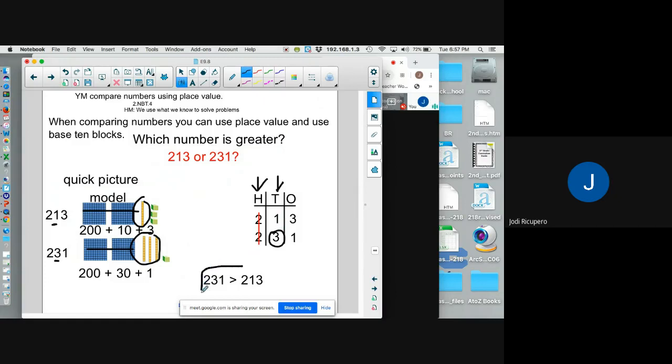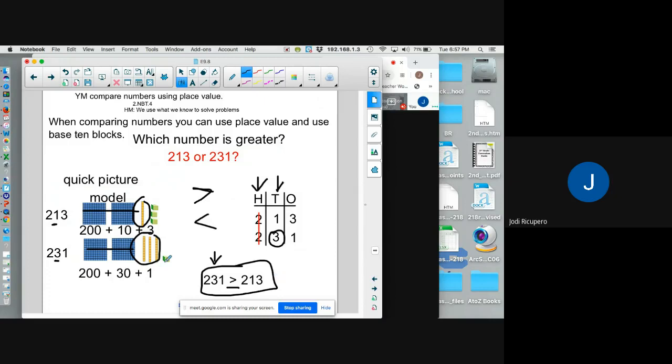This time, instead of writing the word greater, I use the symbol for greater. So there are 2 ways you could remember which symbol is greater than and which one is less than. I like to think about it this way. When the greater sign is pointing to the smaller number, it's making fun of it. It's saying, 231 is pointing to 213 and going, na na na na na na, I'm a bigger number.